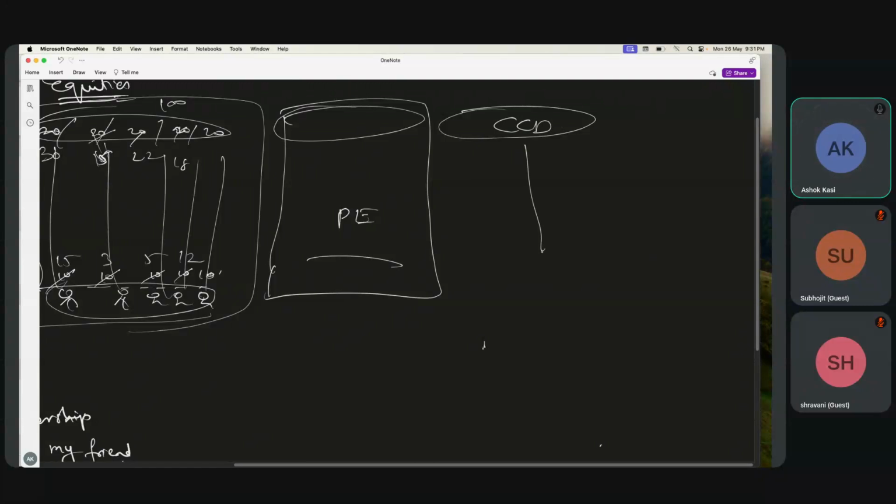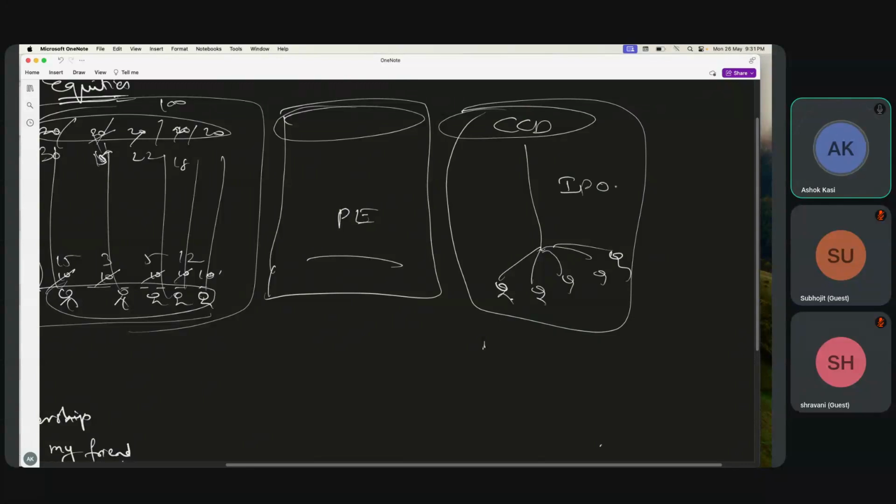Now you are going to the common public. Now you are raising capital from the common public. When you raise capital from the common public, this is called as what? IPO, initial public offering. What do you mean by initial public offering? Initial refers to first time shares are being offered to the common public and you are raising capital from them. That is called IPO.